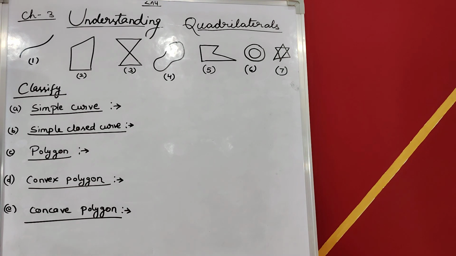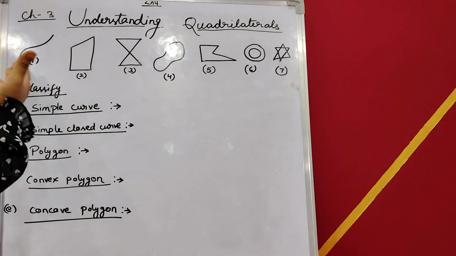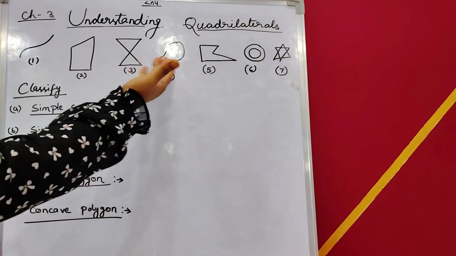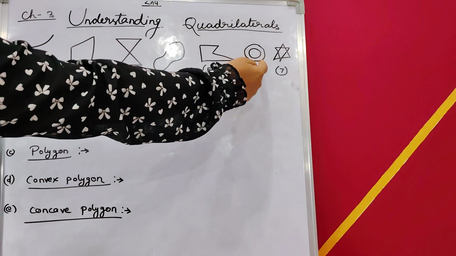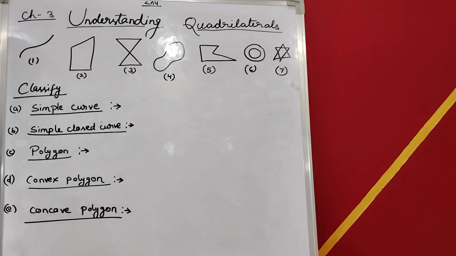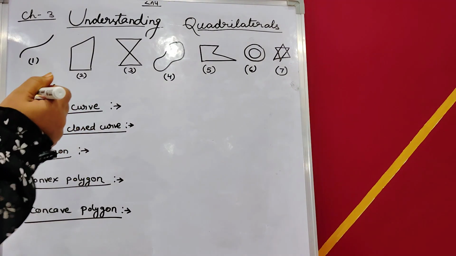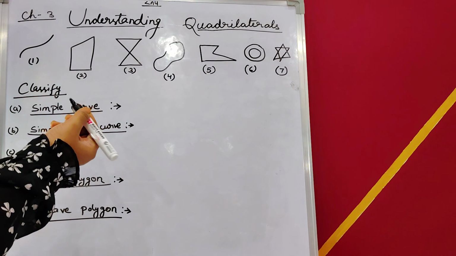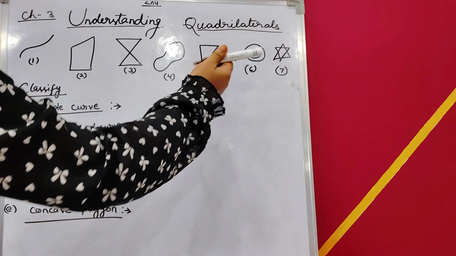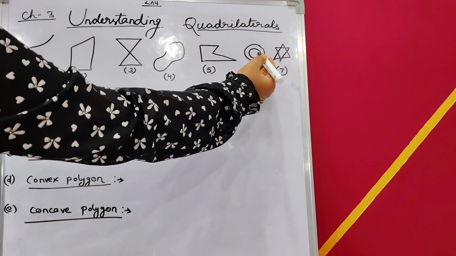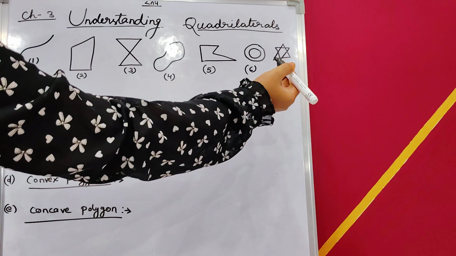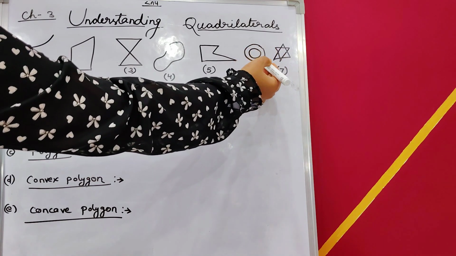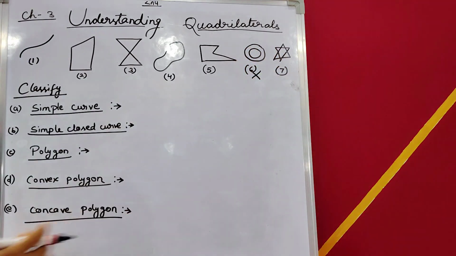The first part is asking about the simple curve. As you know, this is a curve, this is a curve, these are all actually curves, but this one is not a curve. As I told you, you have to make the shape without lifting the marker. This is not a curve because when you are making this, you have to lift your pen and then make this one. So except this one, all are curves.